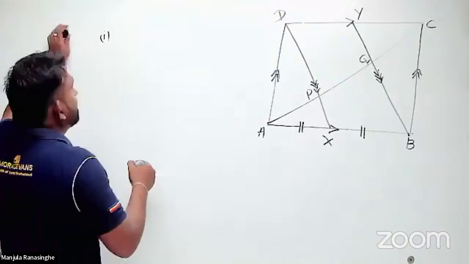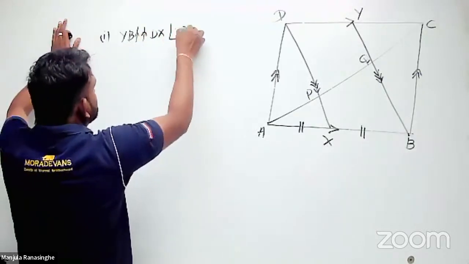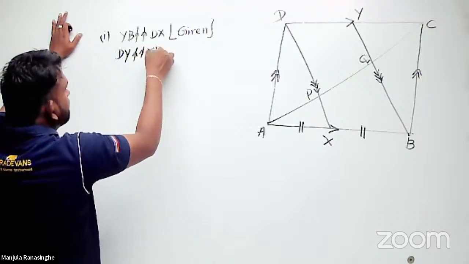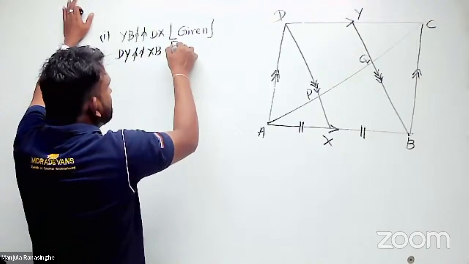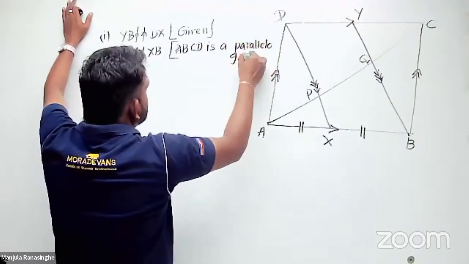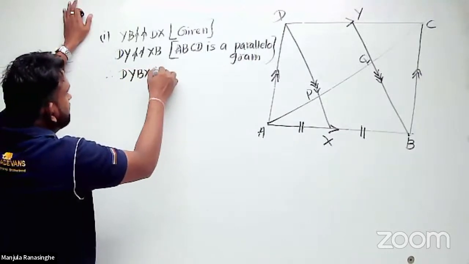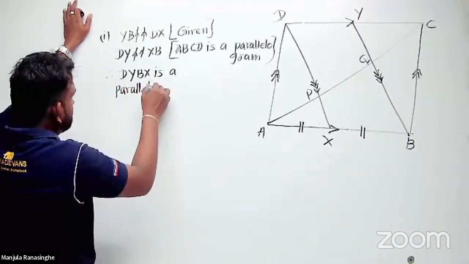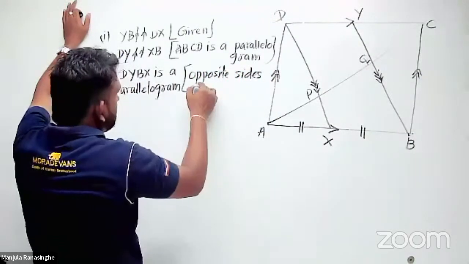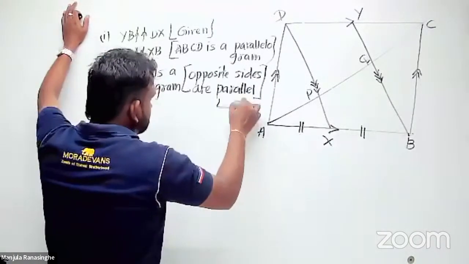So now how to write it? We can write that YB parallel DX. Why? The reason is given. Then you can write further DY parallel XB. The reason: ABCD is a parallelogram. That's why it's parallel. Therefore, you can write DYBX is a parallelogram. What's the reason? Opposite sides are parallel. Okay, for that one, you have 3 marks there. Part 1.